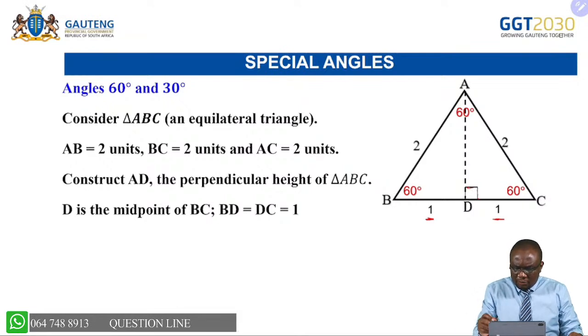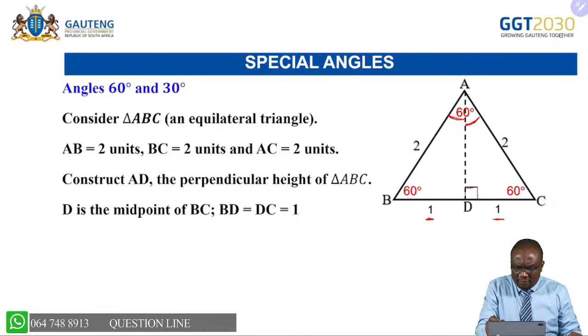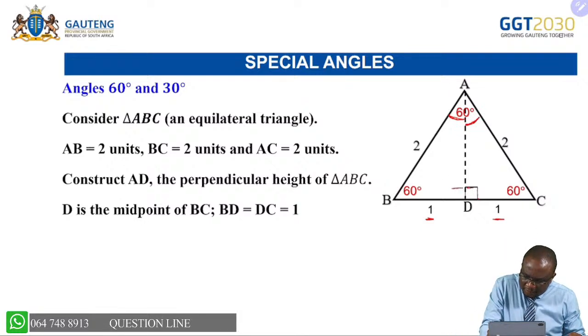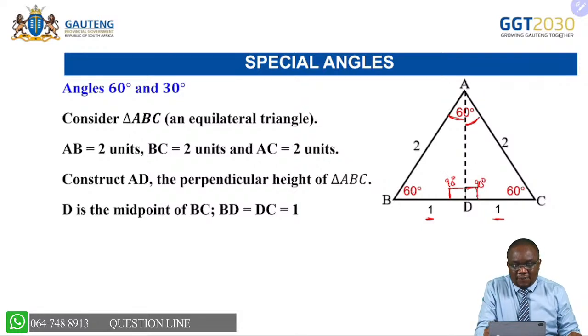Right. And then what will be these angles here? What do you think this angle is going to be? This one and this one. Remember, this one is 90. This one is 90. This one is also 90 there. So it's going to be 60 plus 90, which is 150. And then we must get 30 here, isn't it? Because they must add up to 180 degrees.